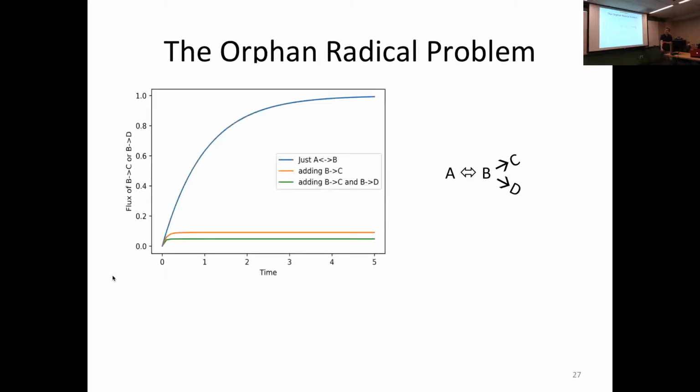In fact, this is the plot of this sort of test example, where the blue is the rate of B to D or B to C when they have the same rate. When just A to B is known, we get this really high flux. But once we add B to C, it drops the flux down to this level, the flux from B to D. And once we add B to D, the real flux is even lower. Let that sink in a little bit.